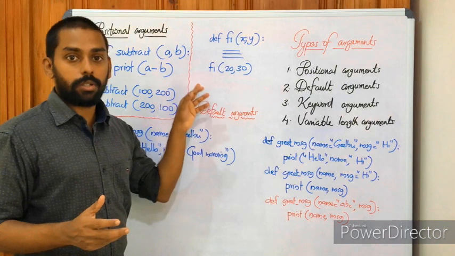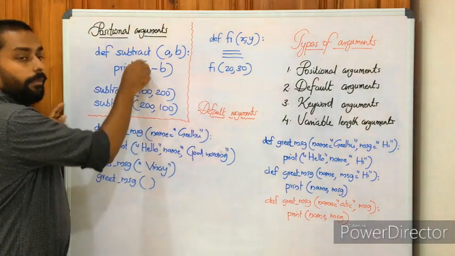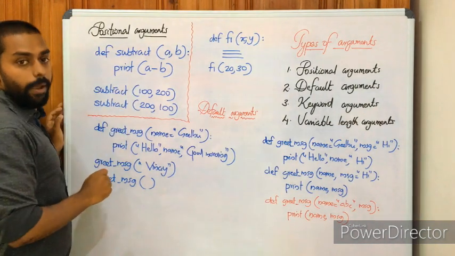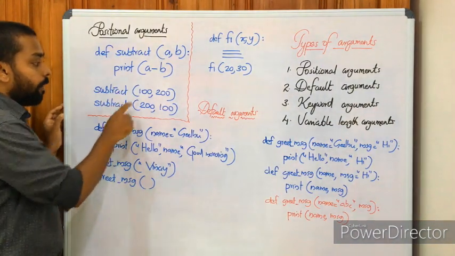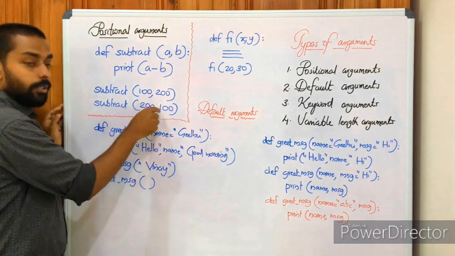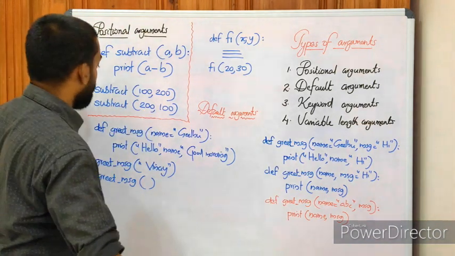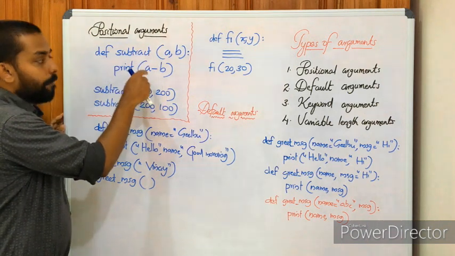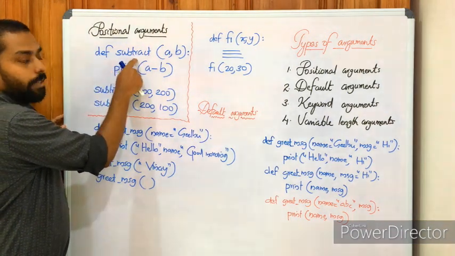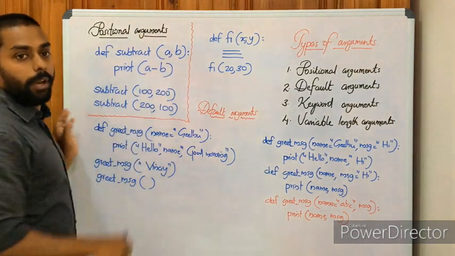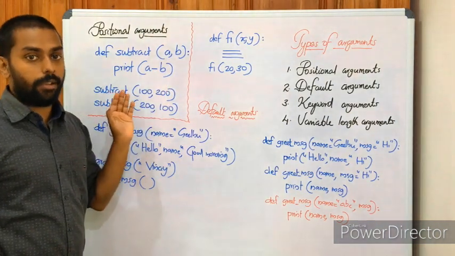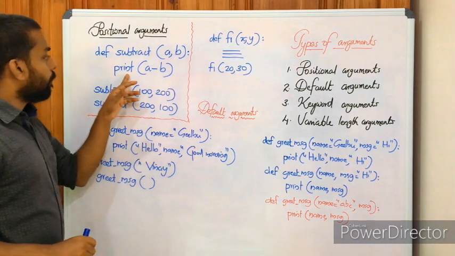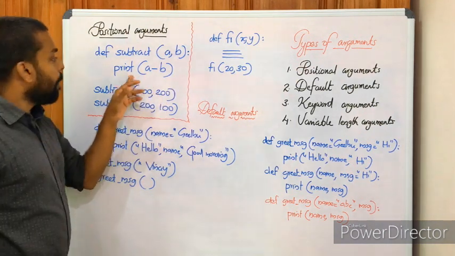So here we have an example: def subtract(a, b): print(a - b), and we have two calling statements: subtract(100, 20) and subtract(200, 100). So we can look at the definition part first. def subtract is a function name, and we have two formal parameters, a and b. Then the definition will have only one statement: print(a - b).